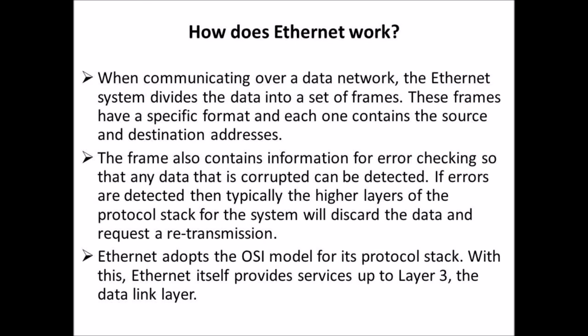When communicating over a data network, the Ethernet system divides the data into a set of frames. These frames have a specific format and each one contains the source and destination addresses.